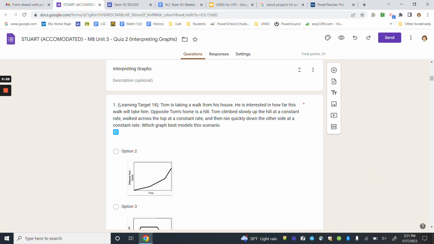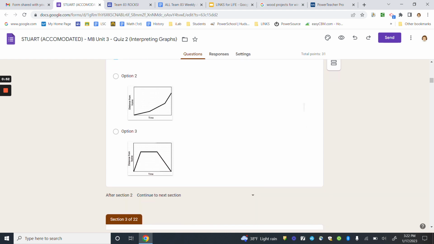Number 1, interpreting graphs. Tom is taking a walk from his house. He is interested in how far this walk will take him. Opposite Tom's home is a hill. Tom climbed slowly up the hill at a constant rate, walked across the top at a constant rate, and then quickly ran down the other side at a constant rate. Which graph best models this scenario?